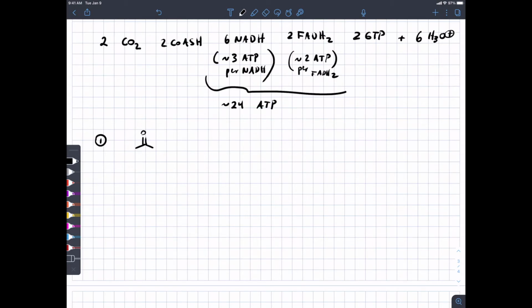Acetyl-CoA enters the citric acid cycle with a host molecule called oxaloacetate. And this is a 1, 2, 3, 4 carbon molecule. Shoot. What am I doing wrong here? Sorry, it doesn't matter, but I'm trying to draw it like I did in my notes, so I get the right number of carbons. Okay, this is oxaloacetate.